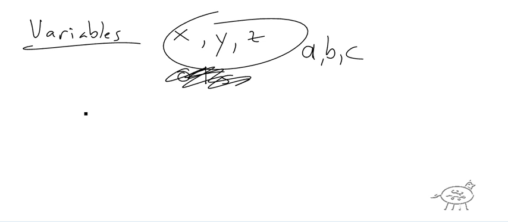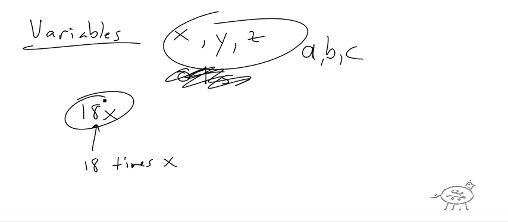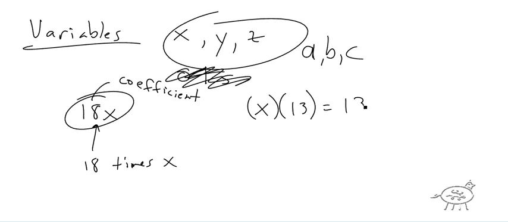Okay, so let's talk about multiplication. It's actually pretty easy. If I have 18x, that's saying 18 times x. It's important to understand that it's always multiplication. And by the way, it's always written with a number first, which is called a coefficient, and then you get your variable after that. So coefficient first, and then the variable. If you see something like x times 13, it's really 13x.